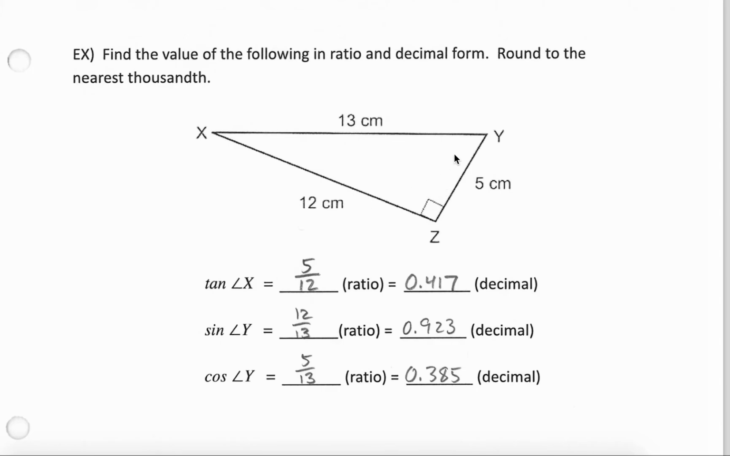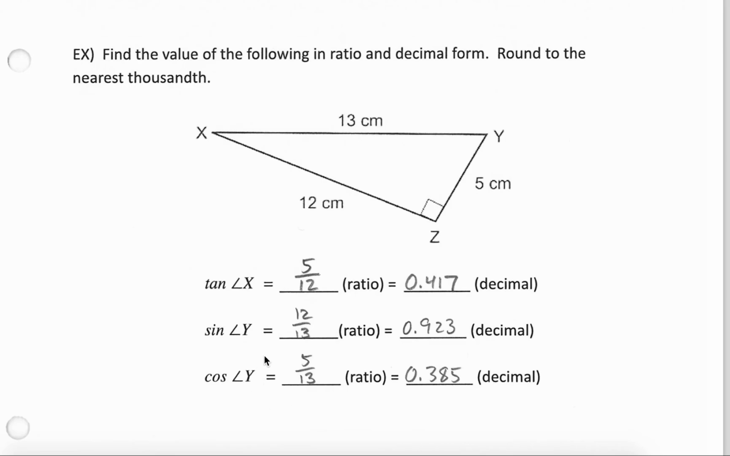Lastly, cosine of angle y. So keeping the same angle reference. Adjacent to this angle now, it's going to be 5. Hypotenuse is 13. So CAH is our acronym for cosine, reminding us that we need adjacent over hypotenuse. So 5 over 13. There's our fraction or ratio form. 5 divided by 13 gives us this approximate decimal.